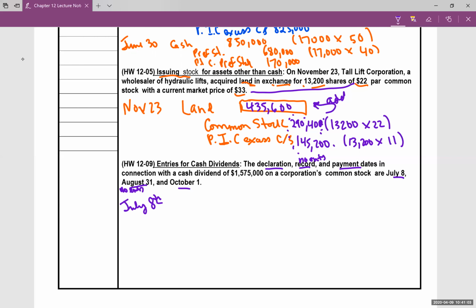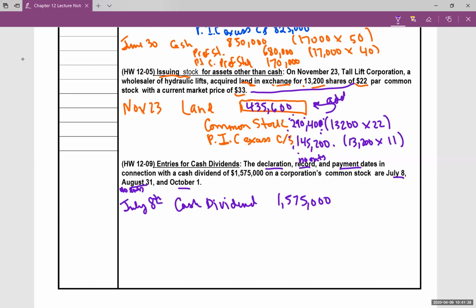So on July 8th, when they declare it, you actually have to debit this account called cash dividend. Sometimes you'll just see dividend. Sometimes it'll say cash dividend. You can do dividends other than cash. So saying cash dividend is very specific. But anyway, we're just going to use this number they gave us.